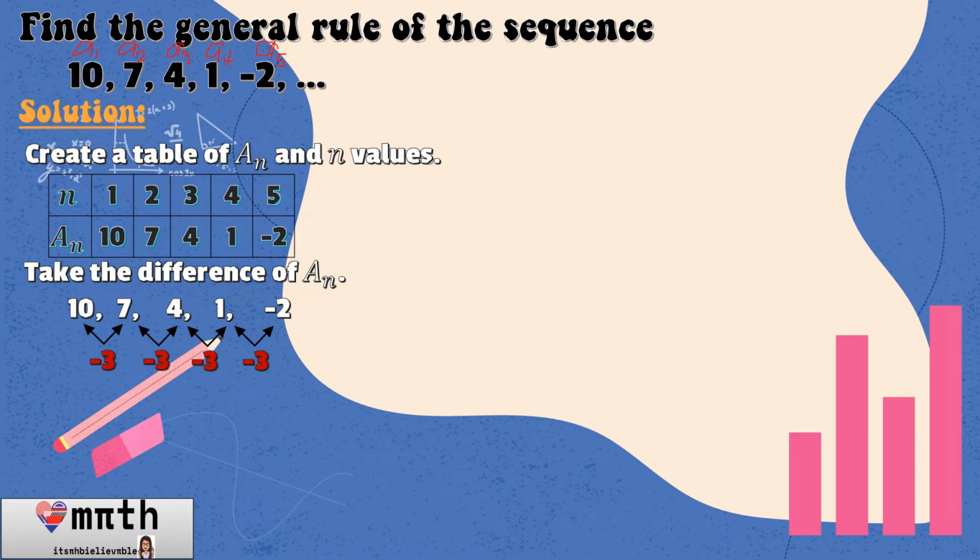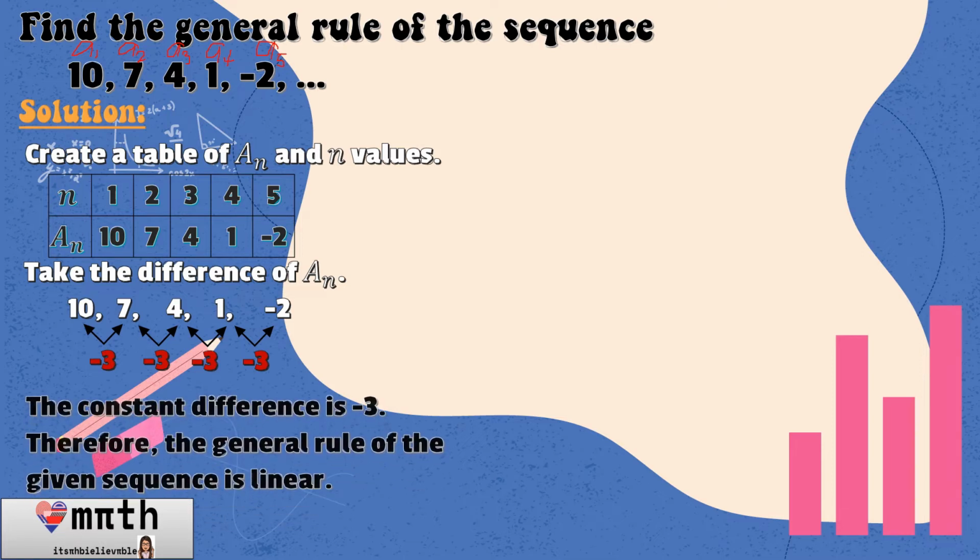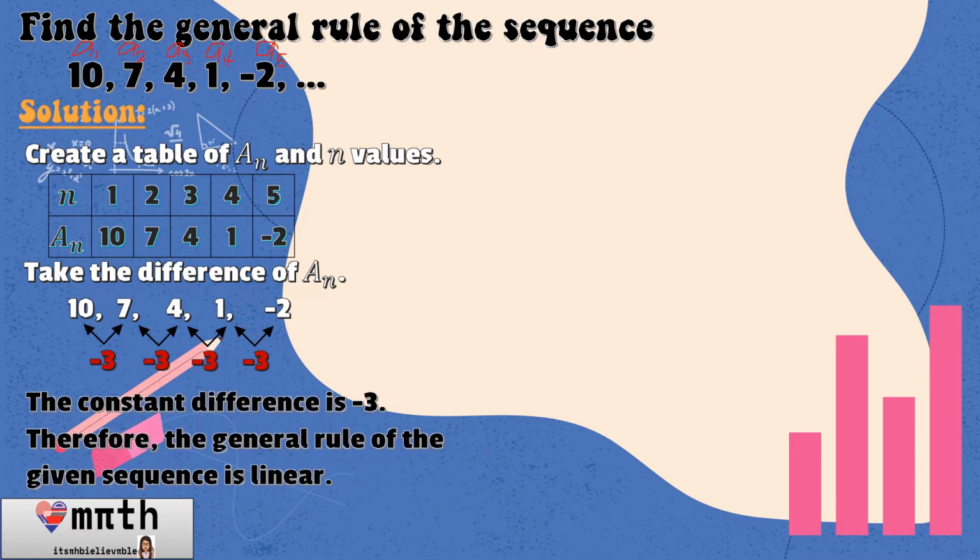Take note that if you're going to get their difference, you must use the current term subtracted by the previous term. So as you notice, we have a common difference which is negative 3. Therefore, the general rule in this given sequence is linear.